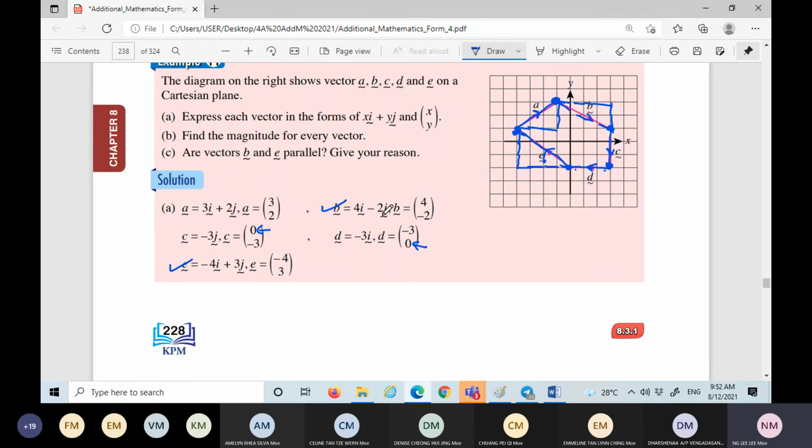Okay, 4 and then -2. This is 4 and 3. Okay, actually this one you will show the gradient. The x value is the horizontal distance, and this is the vertical distance. Okay, you remember how we get the gradient? By using the y, that is called vertical distance divided by horizontal distance.